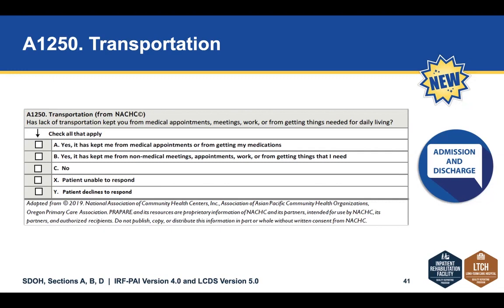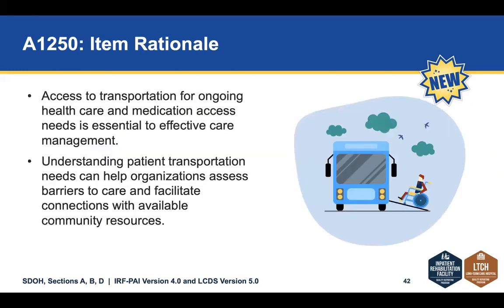This copyrighted data element from the National Association of Community Health Centers was adapted for use by CMS. The rationale for collecting this information is that access to transportation for ongoing healthcare and for medication access is essential to effective care management. Understanding patient transportation needs can help organizations assess barriers to care and facilitate connections with resources available in their community.